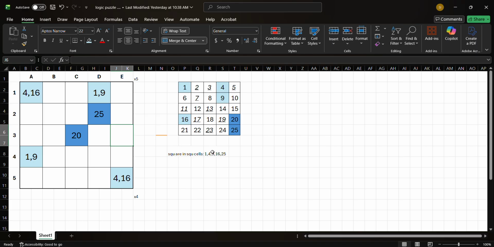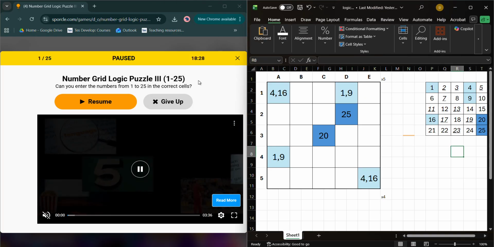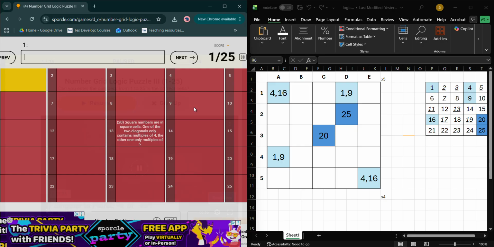So we don't need this anymore about the square cells, because we've put them all where they go, as close as we can. We've only got the 25 so far, but that'll give us another clue. So we'll pop that in.